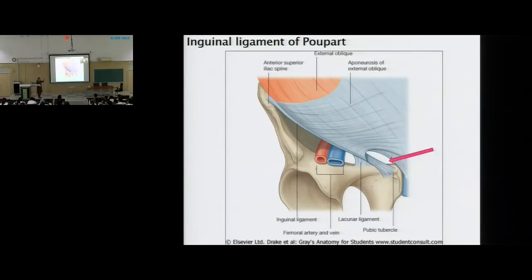The origin of the external oblique above has been understood by everyone. Do you know where it is fleshy and where the aponeurotic fibers are present? Okay.